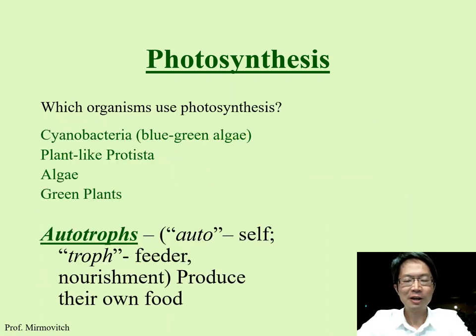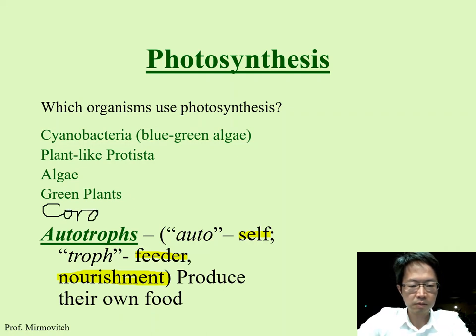So what are autotrophs? What's the definition of it? The definition is that auto means self, troph means feeder or nourishment. Autotrophs are living organisms that can produce their own food. We call them autotrophs. So let's put coral here. And then it is the living organism that produces its own food.